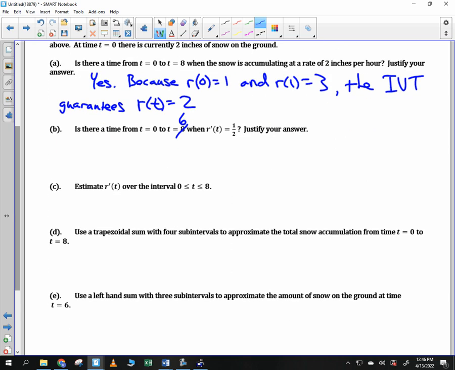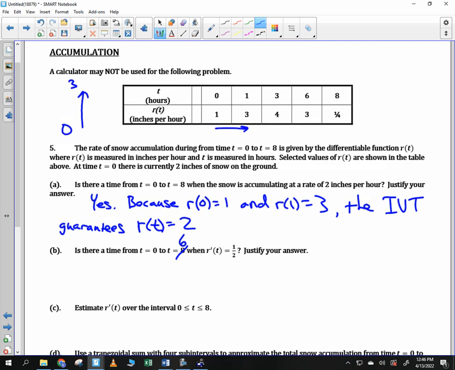All right, for the next one, it says, is there a time from time equals 0 to time equals 6 where the derivative of R is 1/2? So I changed that from 8 to 6. So you're looking from here to here. Is there a time where the derivative of R must be 1/2? I'm sorry, I made a mistake here. We're going to change that so it must be 1/3. You can talk with your peers and decide, does that have to be true or not?